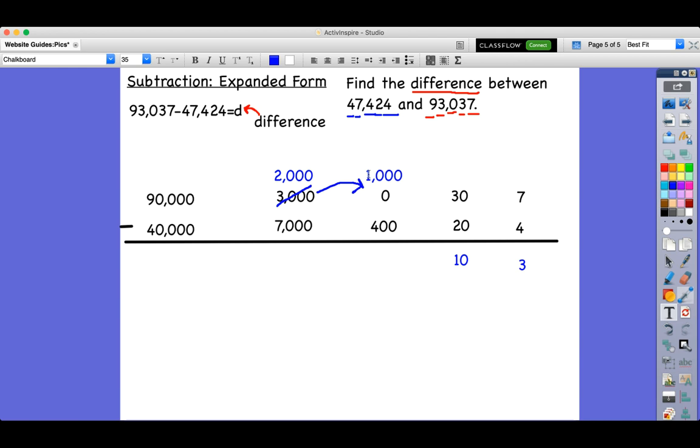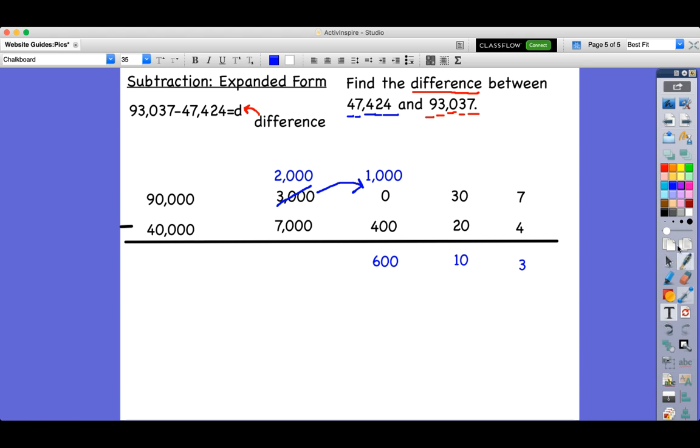So now I have 1,000 minus 400. I can count up from 400 until I get to 1,000 by 100s. So 400, 500, 600. You can use your fingers for this. 700, 800, 900, 1,000. So that gave me 600, which makes sense because 6 plus 4 equals 10. So 600 plus 400 should equal 1,000.